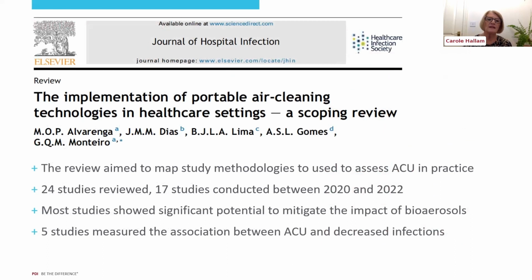So this was a scoping exercise carried out on portable air cleaning units. What they were looking at was mapping the methodologies used to assess air cleaning units in practice. They found 24 studies. 17 of these studies were carried out during the pandemic, which really highlights people's interest in portable air cleaning units. Most of the studies show significant potential to mitigate the impact of those aerosols, and 5 of the studies managed to measure the association between the air cleaning units and decreased infections.